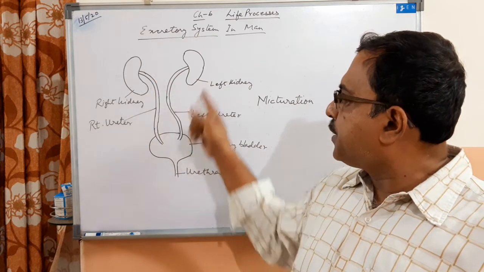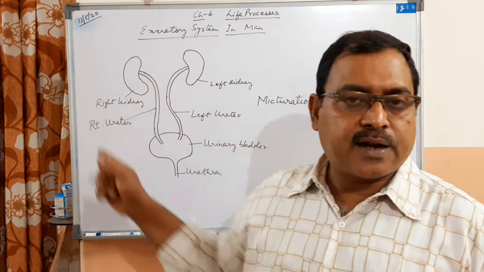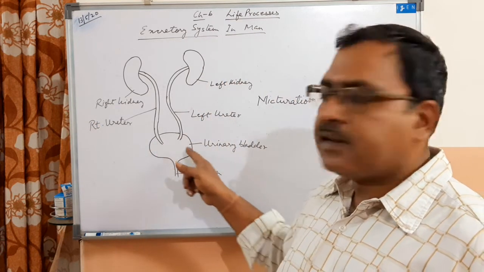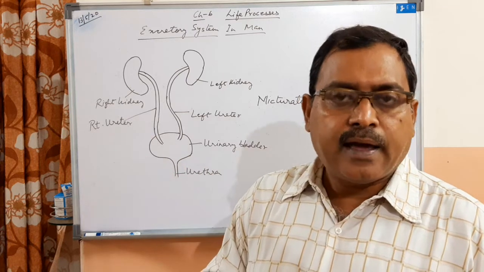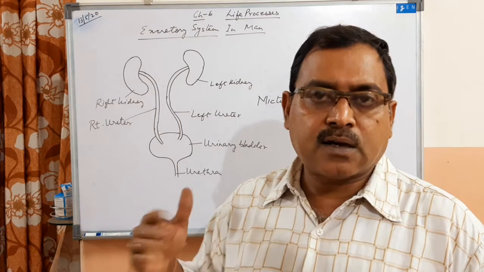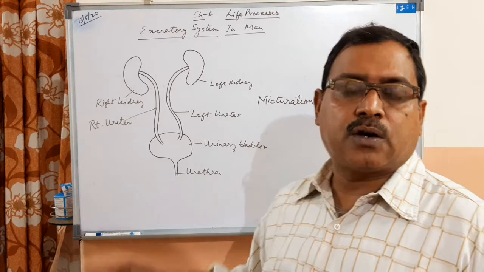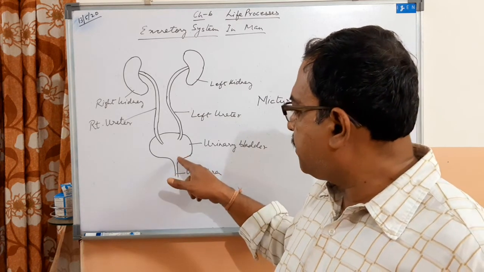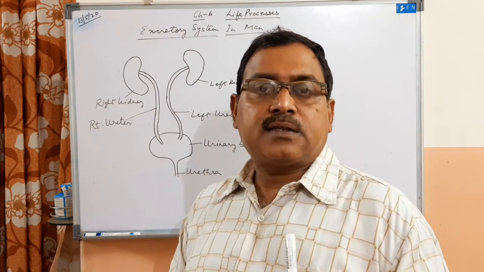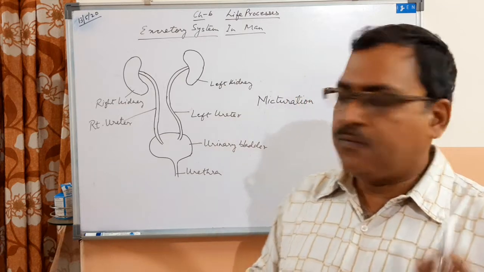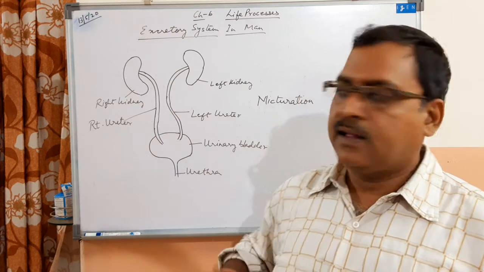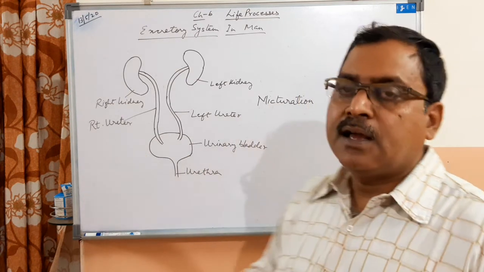Then two ureters, each coming out from a kidney. One is the right ureter, one is the left ureter, and these two join the urinary bladder. The urinary bladder is a sac-like structure where urine is stored. When it becomes filled with urine, urine is allowed to pass out through the urethra out of the body. Between the urinary bladder and the urethra there is a sphincter, a valve which regulates the flow of urine from the urinary bladder to the urethra. The act of passing out urine is called micturition.